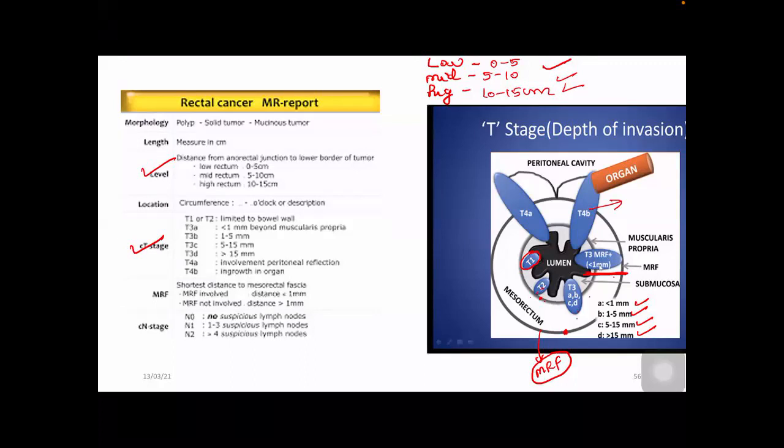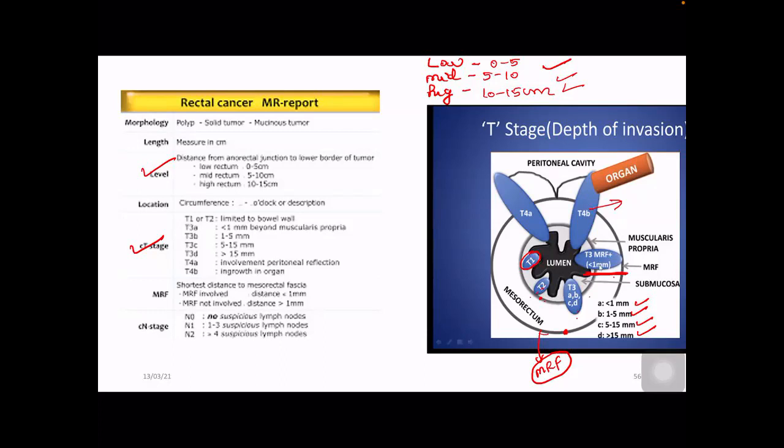But the most important thing is T3 is again further divided into 4 stages, T3A, B, C, and D, based upon the distance which has entered into the mesorectum. So less than 1 mm is A, 1 to 5 mm is B, 5 to 15 mm is C, more than 15 mm is D. And so when do you say a CRM? So what is CRM? CRM is basically this mesorectal fascia. So why circumferential resection margin?